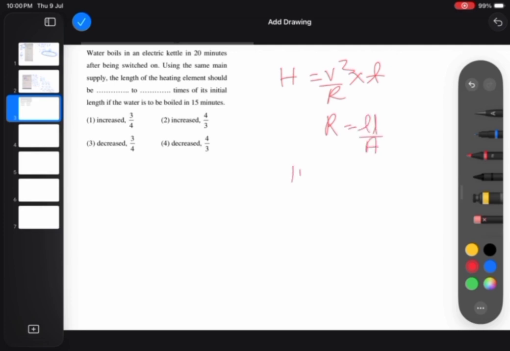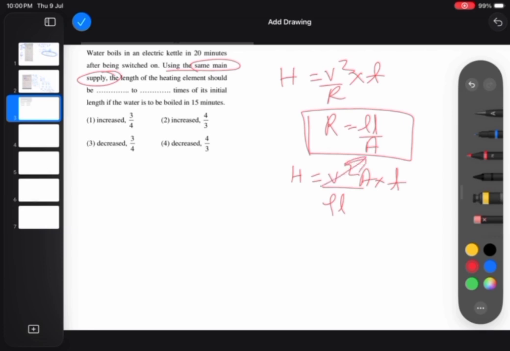So H is equal to V square upon, in place of R we will use this rho L by A, into T. In the question it's written that using the same main supply, which means voltage is constant, so V square will be constant, and the heating element is also kept constant, only the length changes. So rho and A will also be constant, so H will be directly proportional to T upon L. So we got this relation.